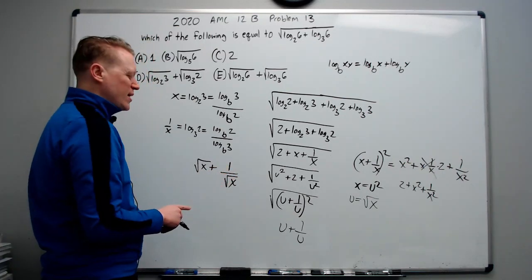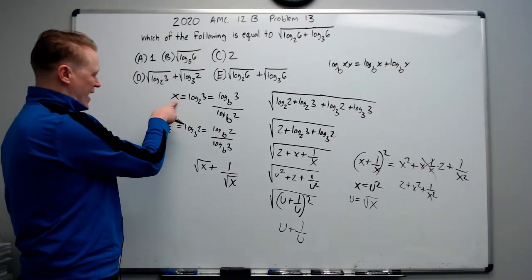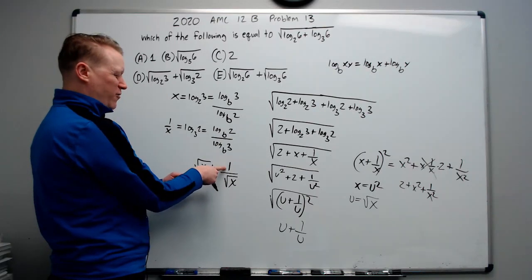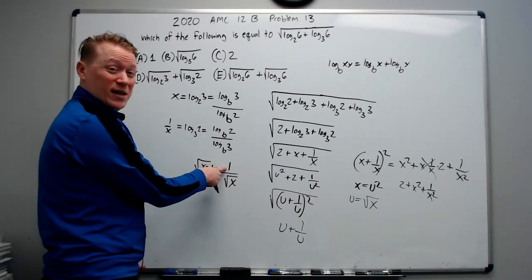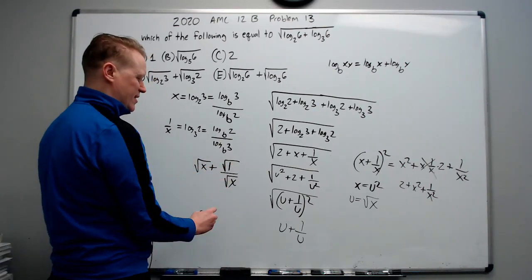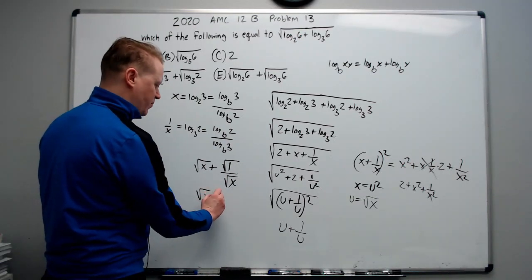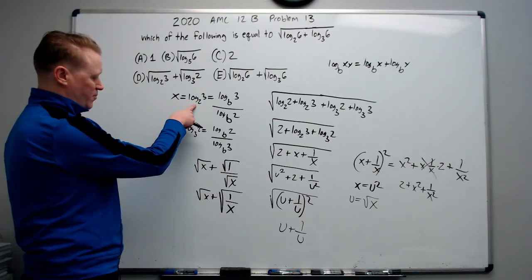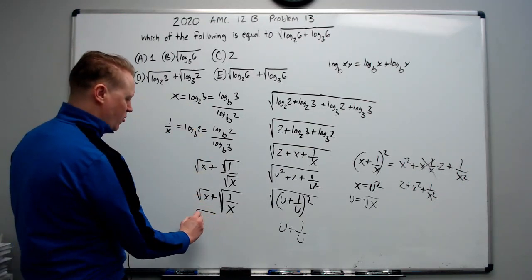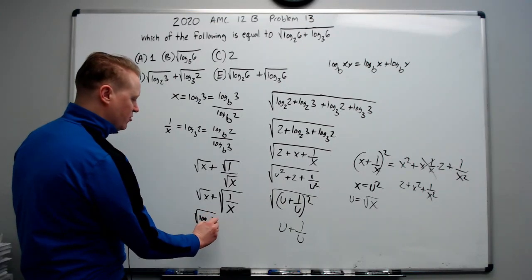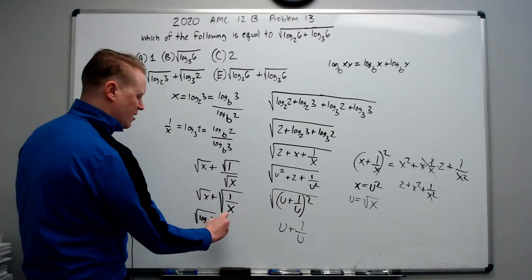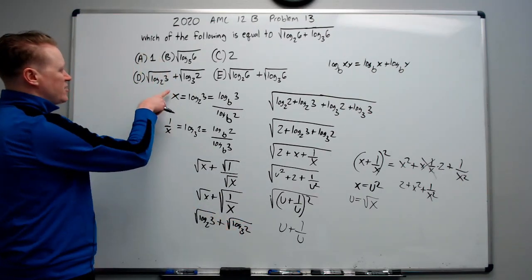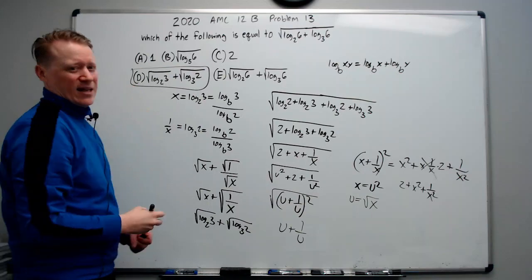And there's another little trick here, because we know that x is log base 2 of 3 and 1 over x is this. Well, we have 1 over root x, but since 1 is its own square root, we could put it like this and call it root x plus the square root of 1 over x. And since x is log base 2 of 3, this becomes the square root of log base 2 of 3 plus 1 over x is log base 3 of 2. You get the square root of log base 3 of 2, and that matches answer choice D.